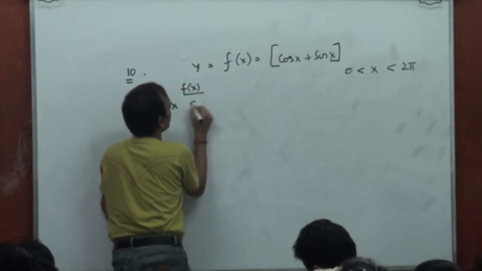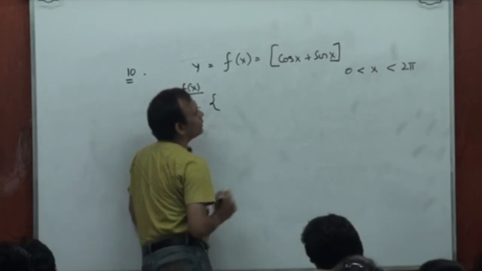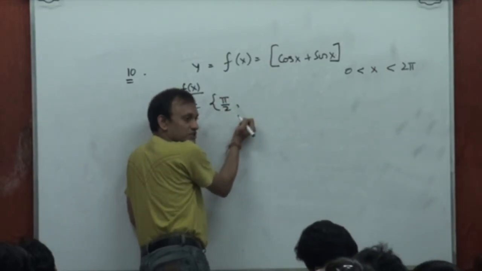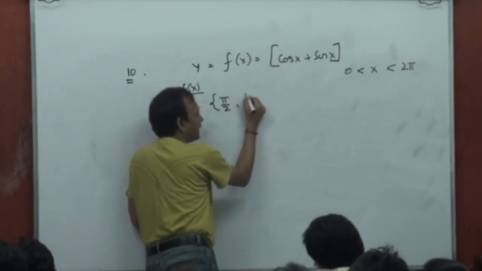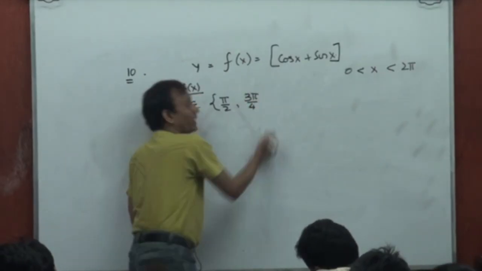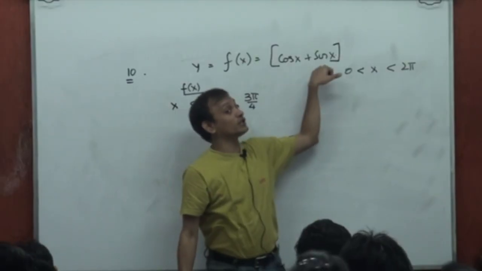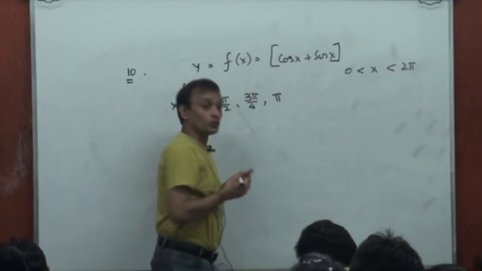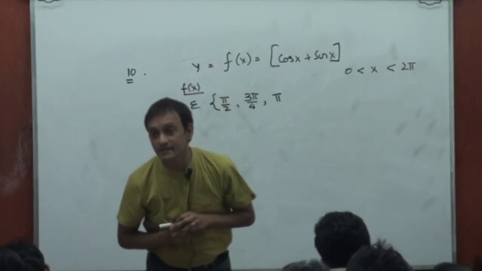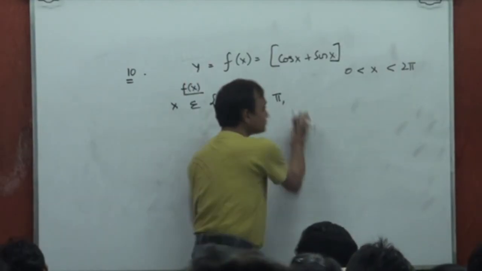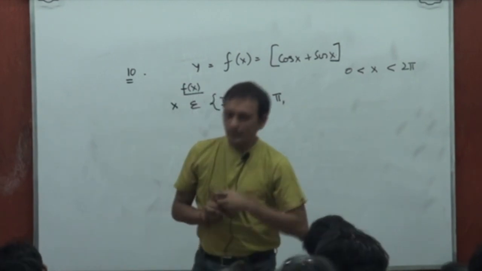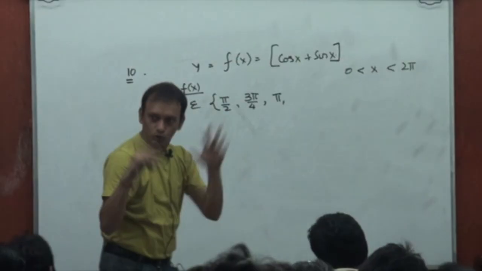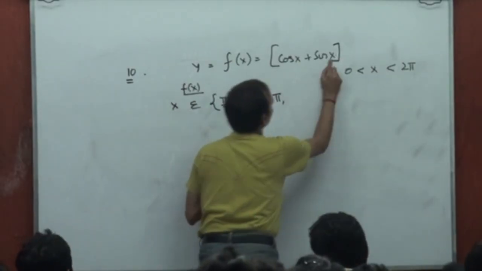Needs to be examined for x belonging to... At x equal to pi by 2, it's an integer, right? At x equal to 3 pi by 4, it's an integer. Why? Because one will be plus 1 by root 2, the other one would be minus 1 by root 2. So it's an integer. At x equal to pi, again, one would be minus 1, the other one would be 0, right? 5 pi by 4, no, because both would be minus 1 by root 2. The third quadrant, right? Both would be negative. So this will not be an integer.